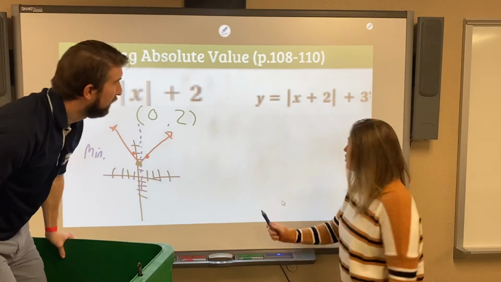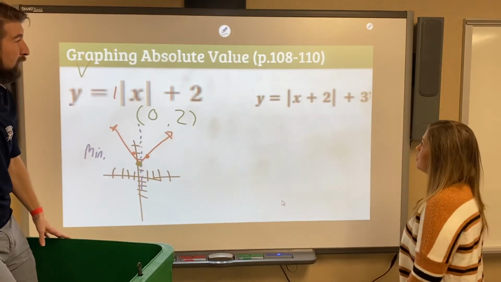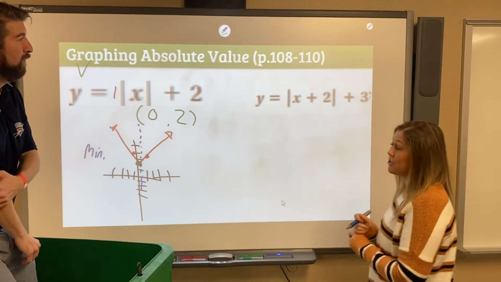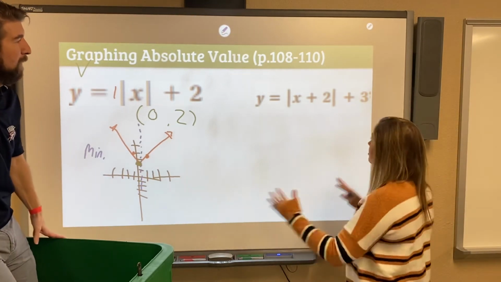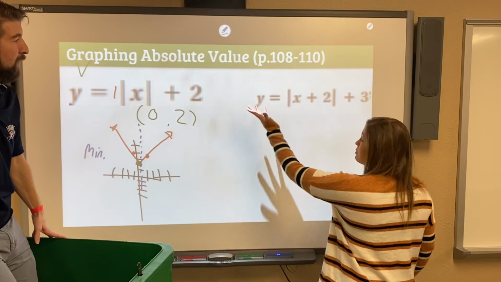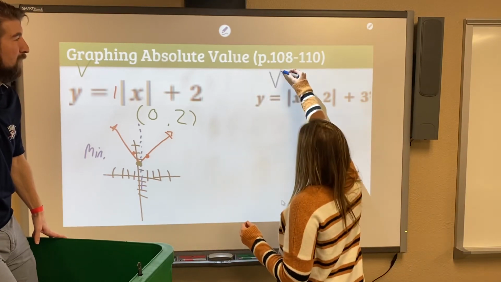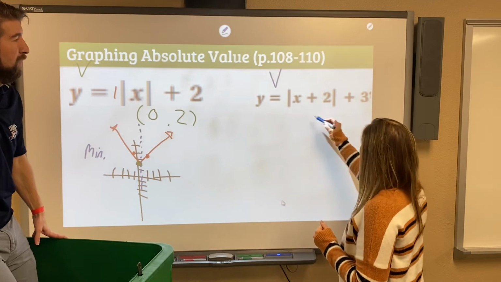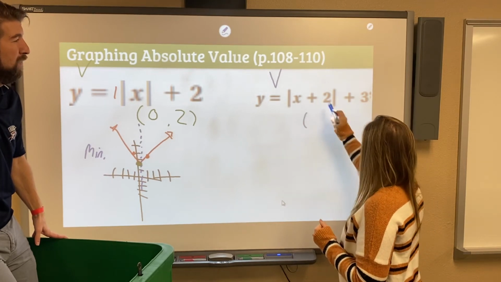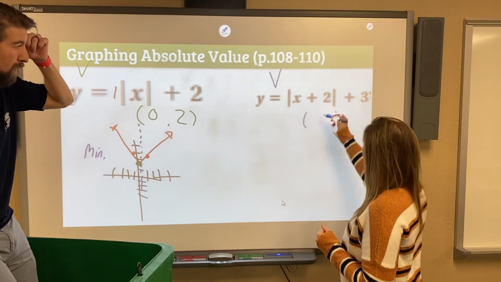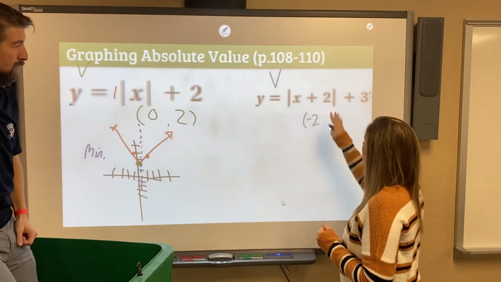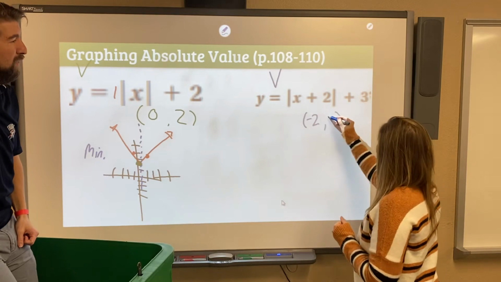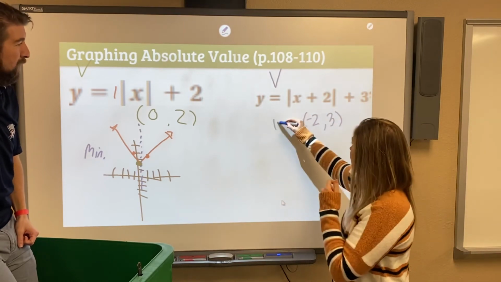Yeah. Okay, so y is equal to the absolute value of x plus 2, and then plus 3. So let's look at the shape. From left to right, there's no negative, which means it's positive, so it's going to be opening up. And then let's talk about our vertex. So we have H and K. H, we drop the number and switch the sign. So this positive 2 becomes a negative 2. And then we have a plus 3, so that's a positive 3.